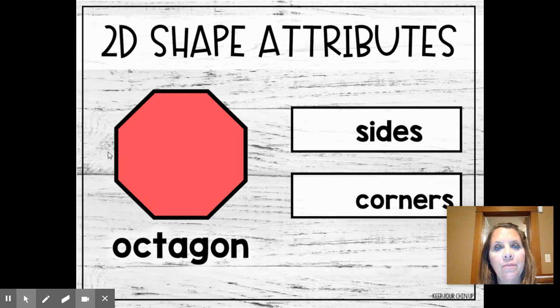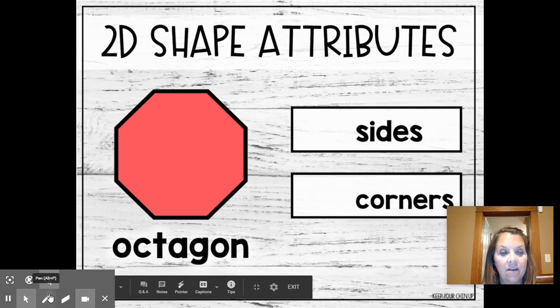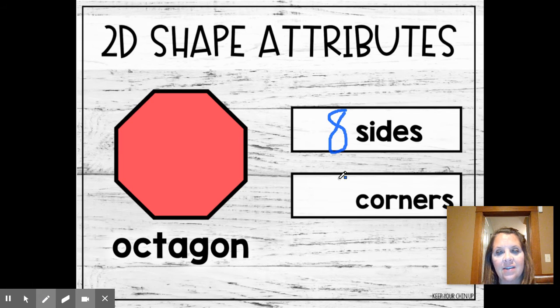So we're going to talk a little bit about the attributes of our shapes. Here we have an octagon. Does anyone remember how many sides and corners an octagon has? Let's pause. Very good. 8 is the answer. Octagons have 8 sides and 8 corners. Nice job.